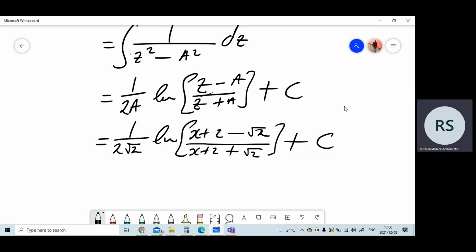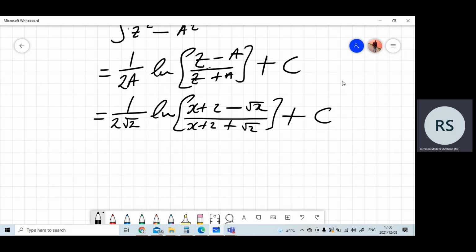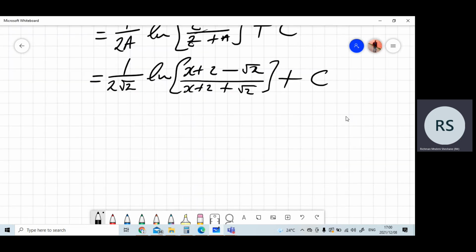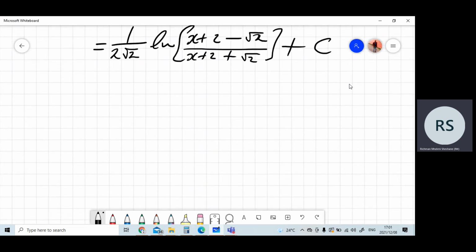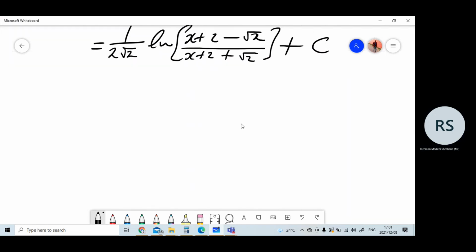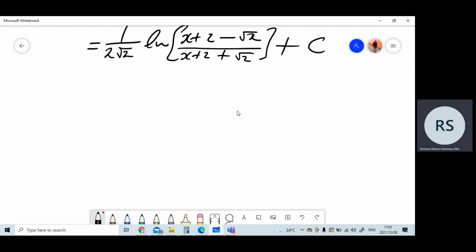All right. Let me give you another example. I'll give you 3 more examples on this, and then I stop. I'm done with integration by completing the square. You just follow the same steps, okay?